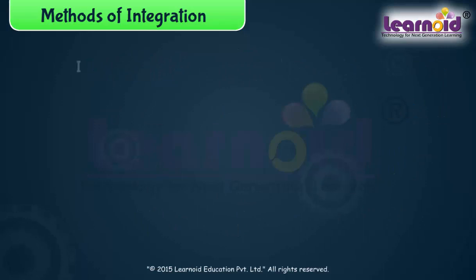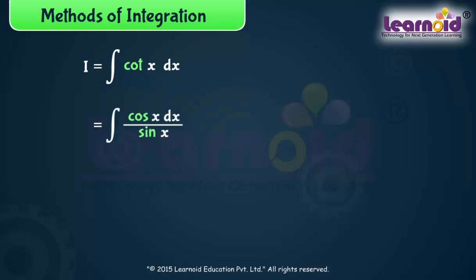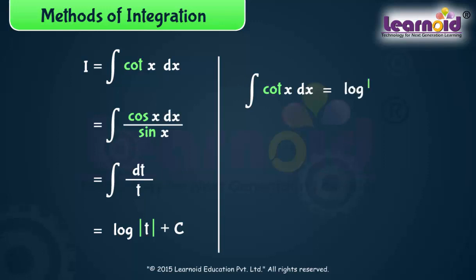Similarly, we will find integral of cot x dx, writing it as cos x by sin x, and assuming sin x is equal to t, we will get cos x dx is equal to dt. On substituting, we get integral of dt by t, which is equal to log mod t plus c, or log of sin x plus c.